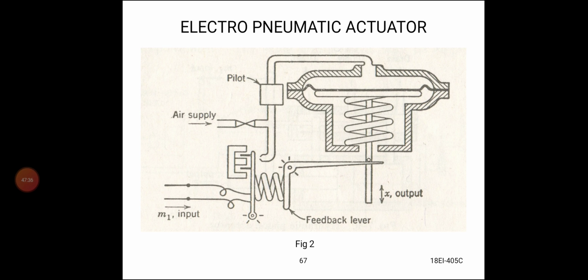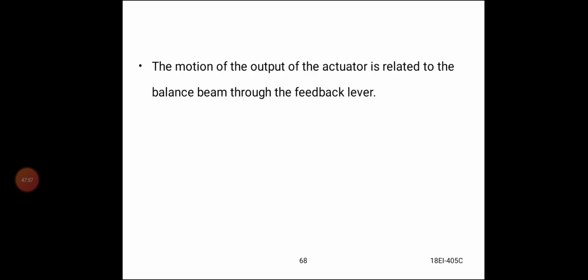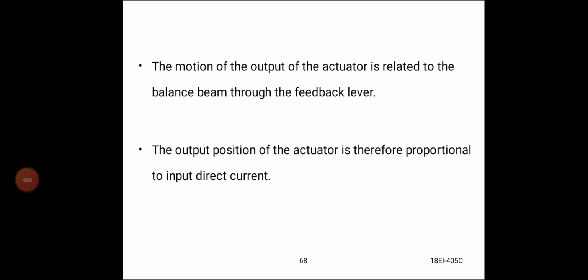The shaft is connected with a feedback lever and spring mechanical system, connected to the flapper, so that the torque of the flapper is balanced by the feedback lever system. The motion of the output of the actuator is related to the balance beam through the feedback lever. The output position of the actuator is therefore proportional to the input direct current.